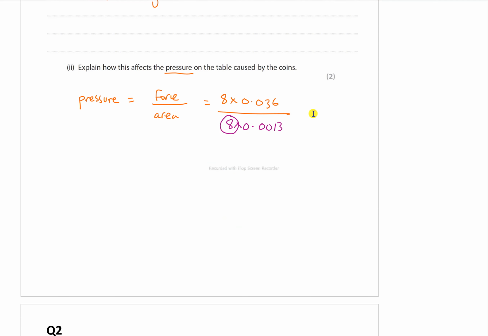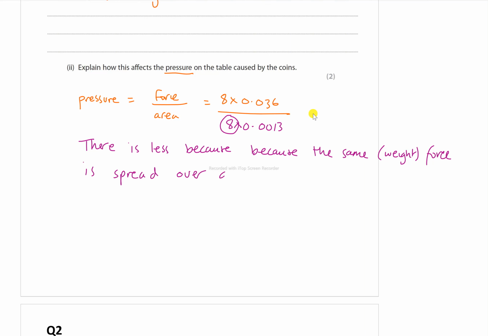Okay. So how would we say it? There is less pressure because the same force, the same weight of force, is spread over a larger area. That's it.